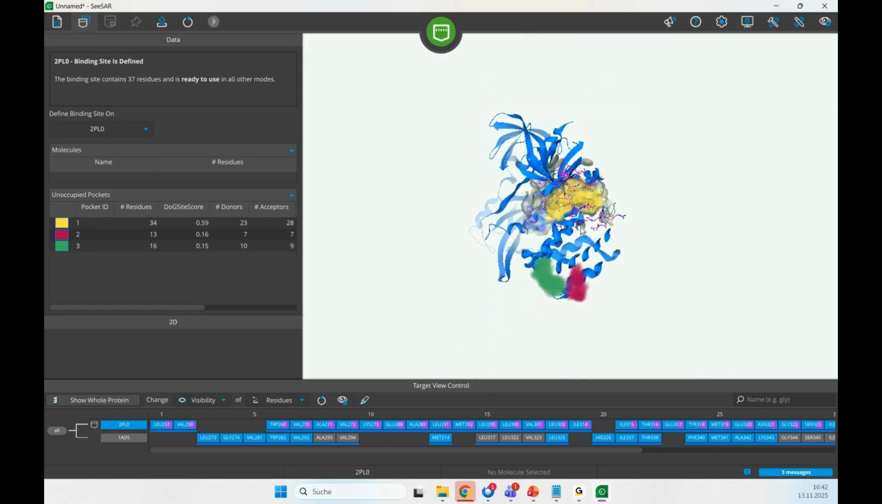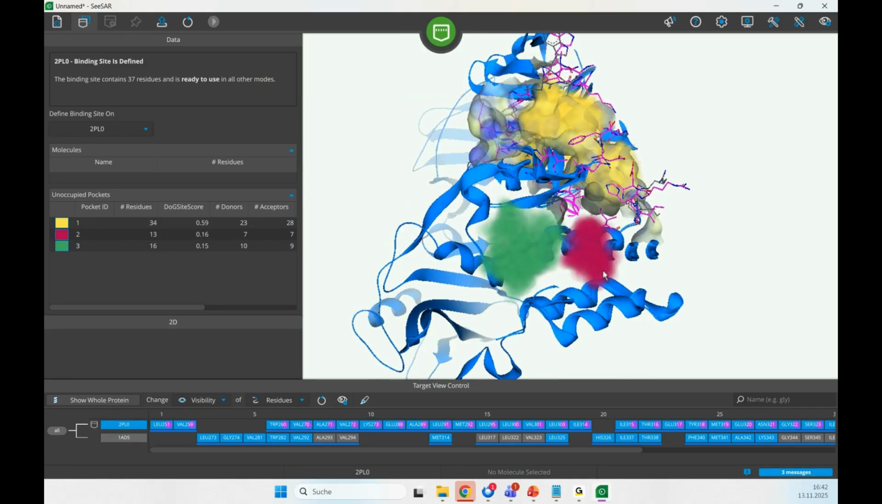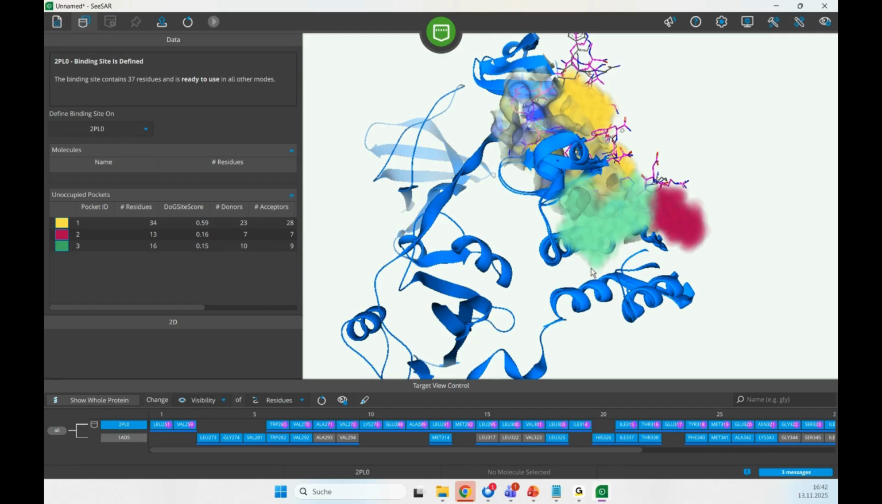What we are provided with is the number of residues that form this particular binding site, a dock site score, which is an indicator for the druggability of the binding site. So the orthosteric binding site, quite accessible, 0.59. The smaller ones, way more solvent exposed, more difficult to drug, therefore 0.16. Also other additional parameters like number of hydrogen bond donors and acceptors, as well as the size of the surface and its volume.